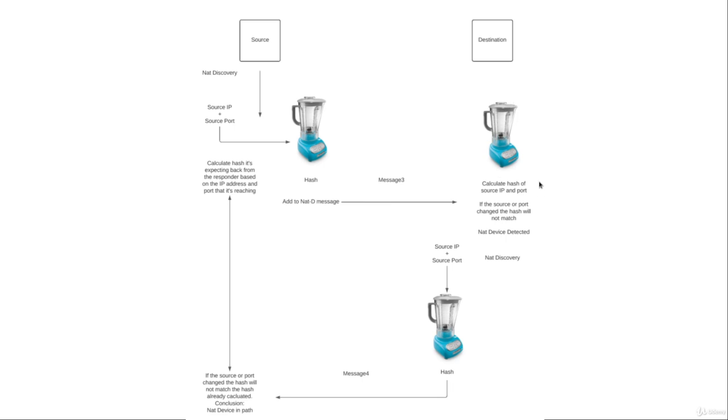The responder gets this NAT discovery message. It runs the hash on the initiator's IP and port. If the received hash does not match, that means the initiator is behind a NAT device. It will run a hash of its own source IP and port, and in message 4, it responds with its own hash. The initiator receives message 4 and compares the hash with the expected hash. If they don't match, that means the responder is behind a NAT device.